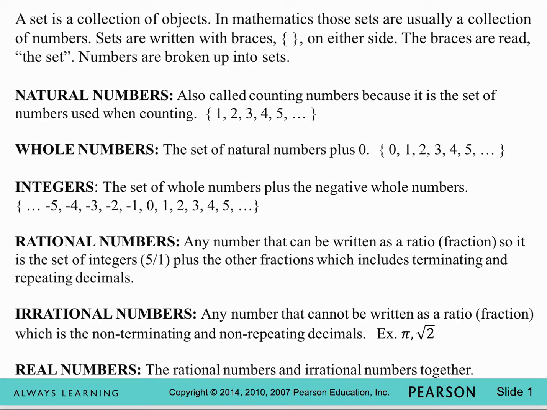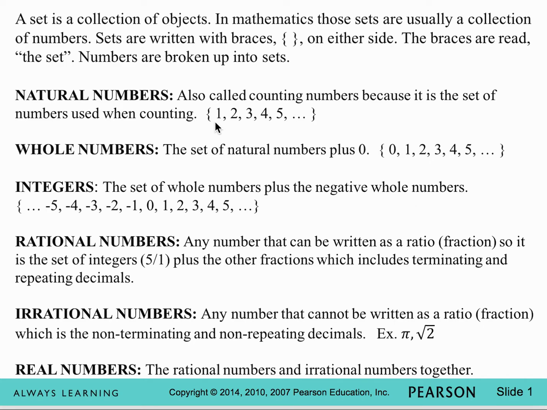Okay, now we start chapter 10. So first of all, let's get some terminology down. A set is just a collection of objects. Because we're in a math class, those objects are going to be numbers, right? Sets are written with braces. The squiggly ones are braces. So anytime you see something with the braces around them, it's read "the set."